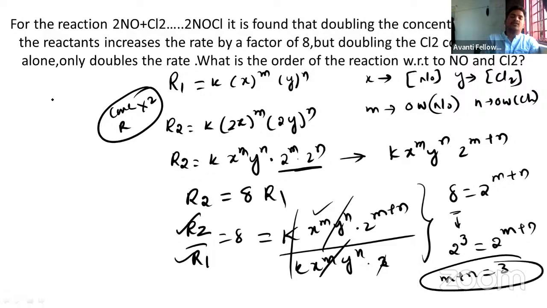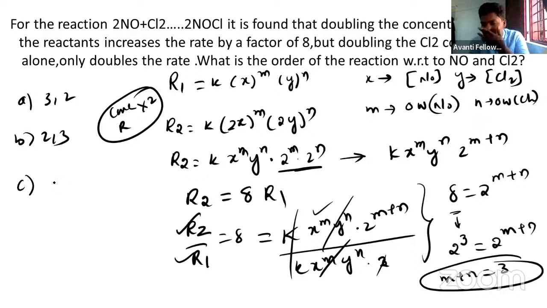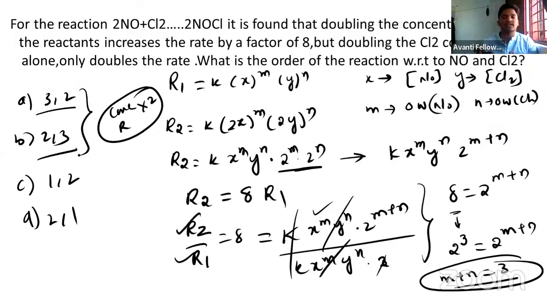So it is fixed that, whatever the options I have given to you, the options are very clear: A is 3, 2 and B is 2, 3, C value is 1, 2 and D value is 2, 1. So it is very fixed that your m+n value will become 3. So obviously this order is completely illogical, because the addition is coming around 3. 3 plus 2 will become 5, or 3 plus 2 will become 5. So option A and B you can directly eliminate. Now the question comes here, 1, 2 is there. So that is why we need to wait for it.